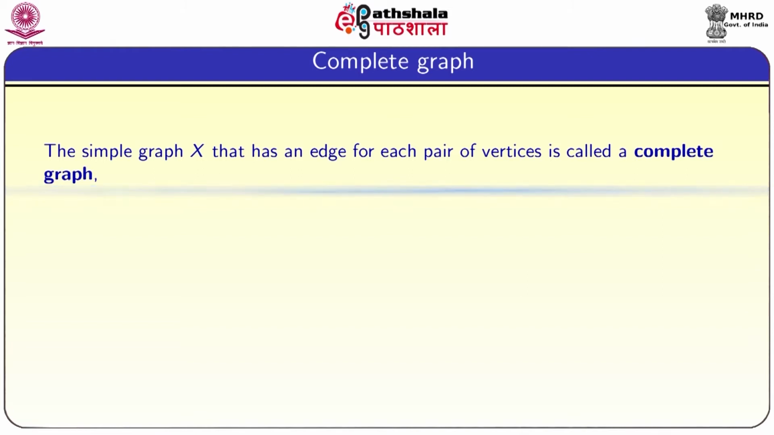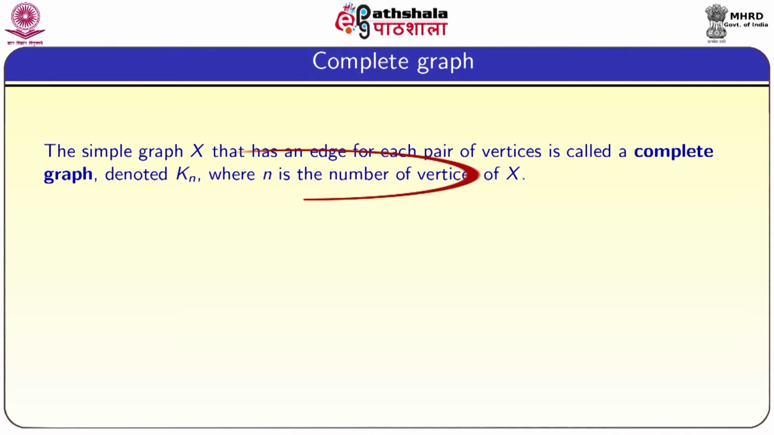A simple graph X that has an edge for each pair of vertices is called a complete graph. That means between any two vertices there is an edge, then we will call that a complete graph. The complete graph is denoted by Kn, where n is the number of vertices of X.